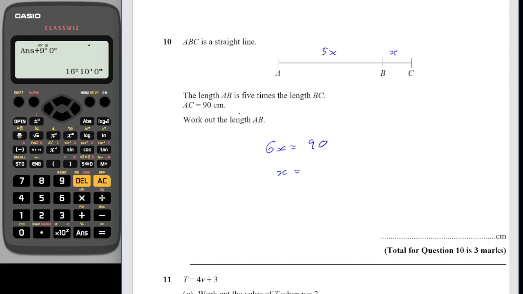So x is going to be equal to 90 divided by 6, which I think is going to be 15. 90 divided by 6 is 15. So 15 centimeters. That's not the question though. The question said work out the length of AB. So AB is going to be equal to 5 times 15, which I think is 75. So the actual A to B is going to be 75 centimeters.